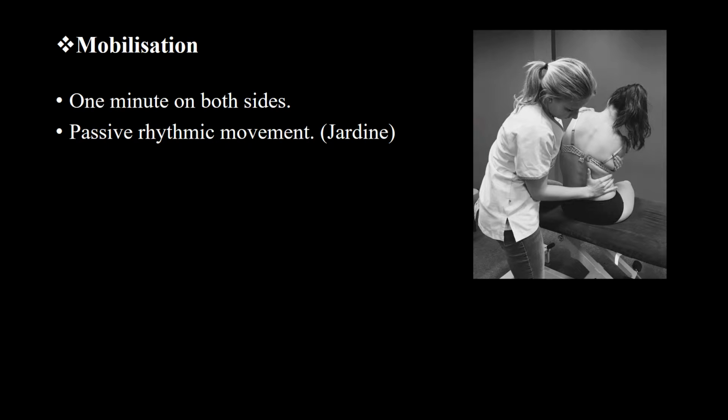Group 2 received a mobilization. This during 1 minute and on both sides of the thoracolumbar region. According to Jardine and others, mobilization is a passive, rhythmic movement that is repeated by the therapist for several minutes and performed at the end of the joint range of motion.